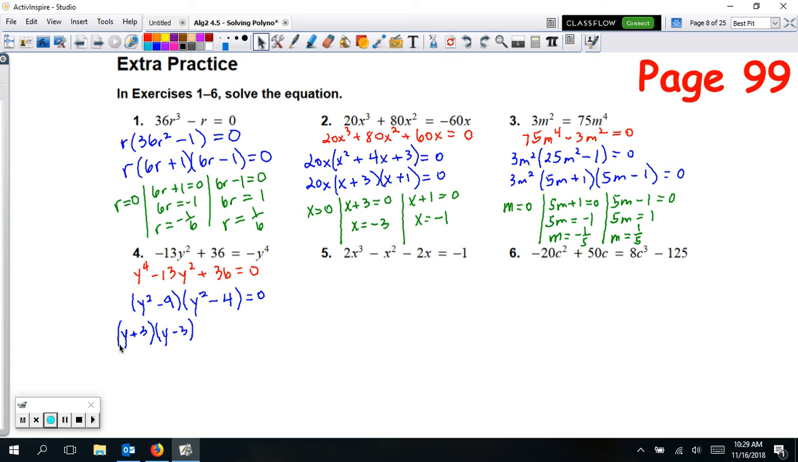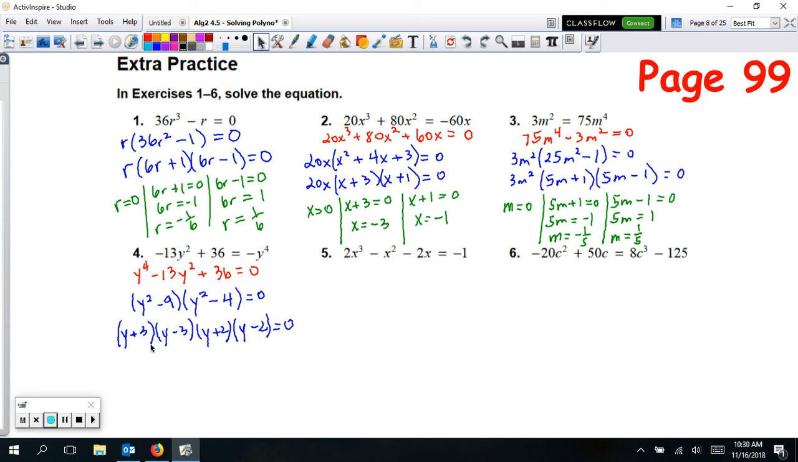So the y squared gets broken apart to y times y, and the 9 becomes 3 times 3, one plus and one minus. We'll do the same thing with the y squared minus 4. It's another difference of squares there. So two more binomials, and we're going to say y plus 2 and y minus 2 will be these guys. Again, the y's get broken apart, 4 is 2 times 2, one's plus, one's minus.